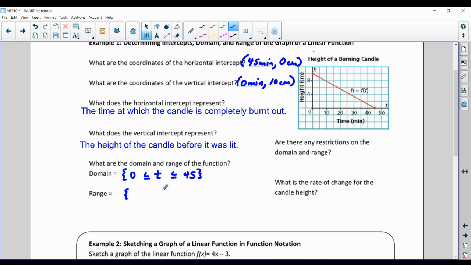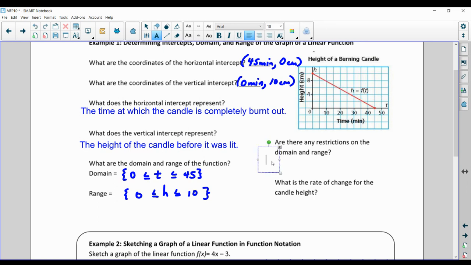For our range, we're going to do the same thing, except this time the range has to do with height. And so our lowest possible height is 0, and our highest possible height of the candle was 10. Are there any restrictions on the domain and range? Well, yes, there are. For example, the candle can't have a negative height. And also, it can't burn once it's all gone. So it can't continue to burn after the height is 0.